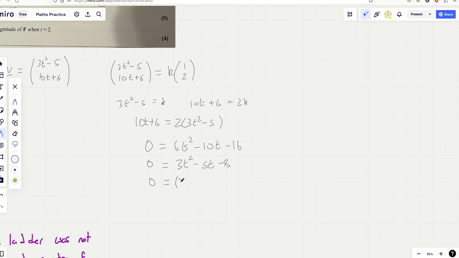Let's factorise it. 3t and t. Normally these factorise. What have we got here? Minus, let's have a minus 8 here and plus 1 here. I think that works, doesn't it? Minus 8t plus 3t is minus 5t. Yeah, cool. And so t is 8 over 3. So capital T is 8/3, yeah?